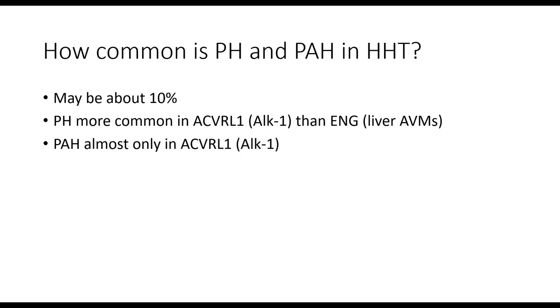It's probably lower in endoglin mutation patients, and it's probably a fair bit higher, some people would say closer to 20% perhaps, in patients with ALK1. But 1% of ALK1 patients, we think, develop PAH. So it's a small number, but again, in a disease where you want to make the diagnosis early, it's important to know that.